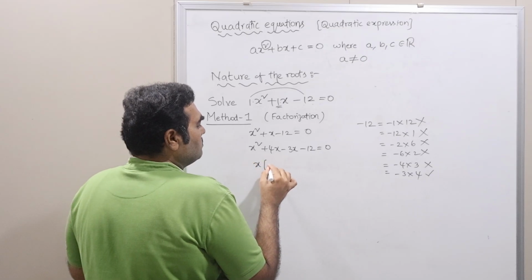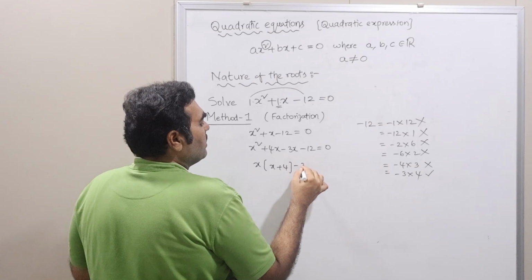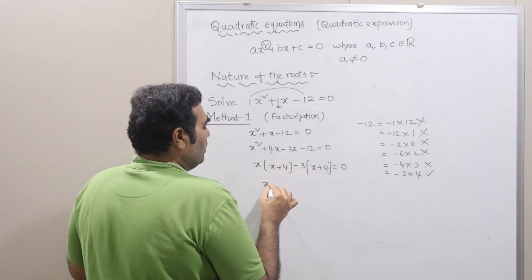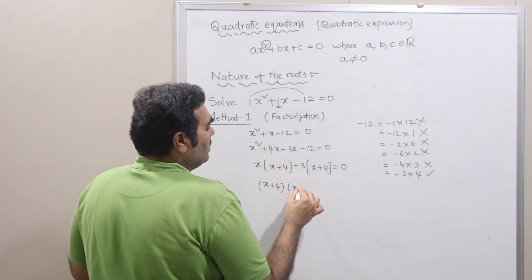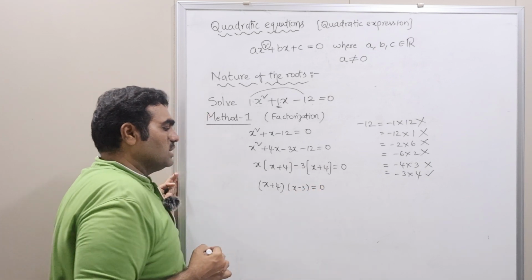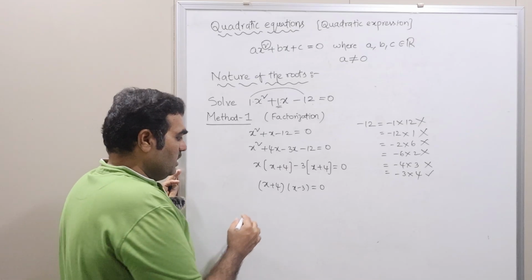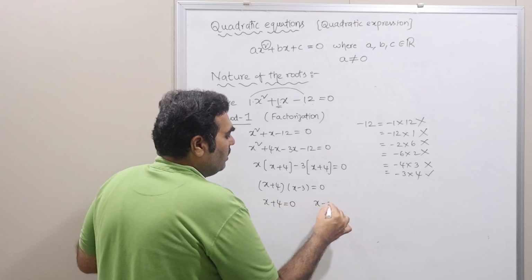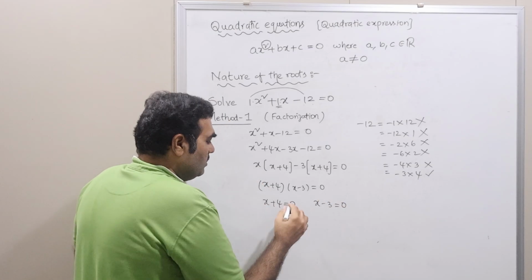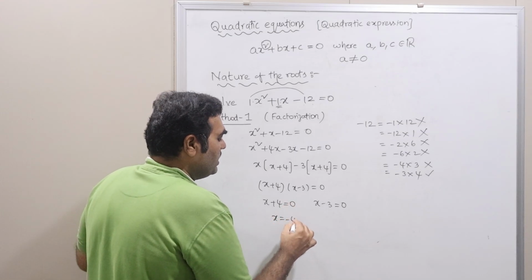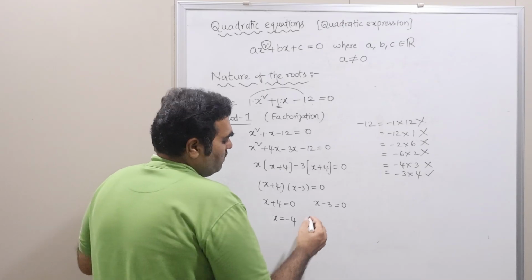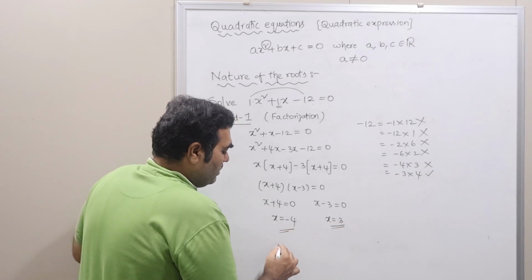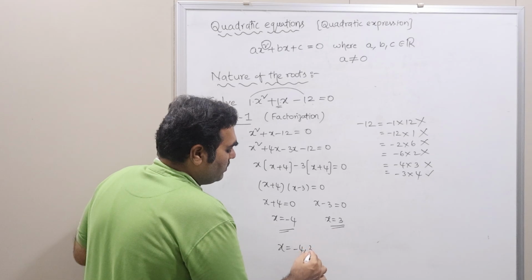So you can take x common, x plus 4, and you can take minus 3 common here. Once again you will get x plus 4. So now x plus 4 is common, x minus 3. x plus 4 into x minus 3 is equal to 0, you will get. And this is true only when either x plus 4 is equal to 0 or x minus 3 is equal to 0. Now if x plus 4 is equal to 0, it implies that x is equal to minus 4. If x minus 3 is equal to 0, it implies that x is equal to 3. So you can write x is equal to minus 4, 3.